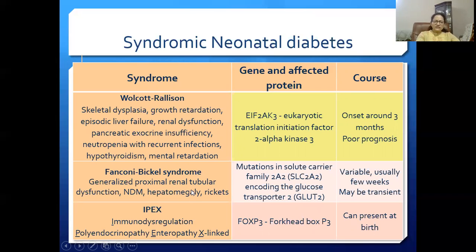Coming to the next one, which is Fanconi-Bickel syndrome. As many of you might be aware, this syndrome is typically characterized by hepatomegaly and generalized proximal renal tubular dysfunction, so proximal RTA, and rickets. In fact, you have families in which one child may have predominantly renal or hepatic complaints, and the other baby may present as neonatal diabetes, both with the same mutation. The defect here is mutation in solute carrier family 2A2, SLC2A2 mutation, which encodes the GLUT2. The presentation is variable, and this may be transient.